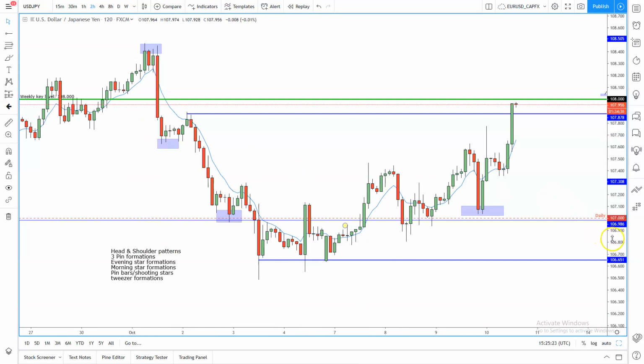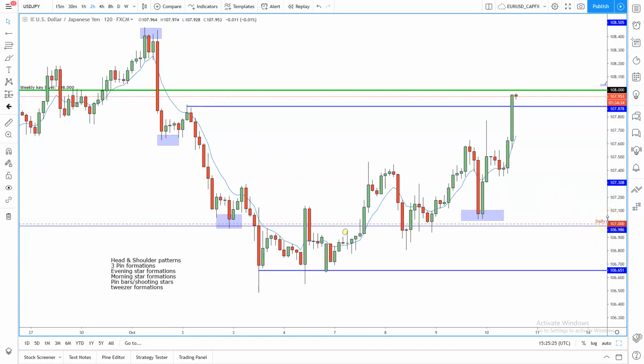3-pin formations are basically a candlestick formation that has 3 candlesticks. If they're on resistance, they must create an A shape. If they're on support, they must create a V shape, so either a V or U shape. An example of a 3-pin candlestick formation is something like this.